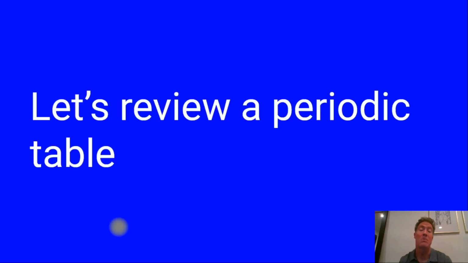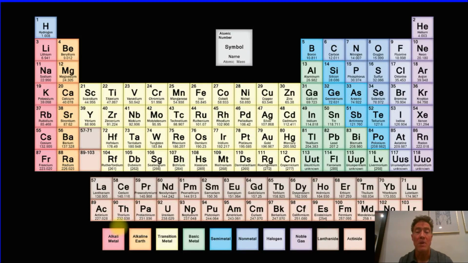What is atomic mass? Well, as you know from your knowledge of the periodic table, every element has a certain weight. We call that an atomic mass unit. And it is the average of all the isotopes of that particular atom. So it's the weighted average of all the isotopes of that particular atom.